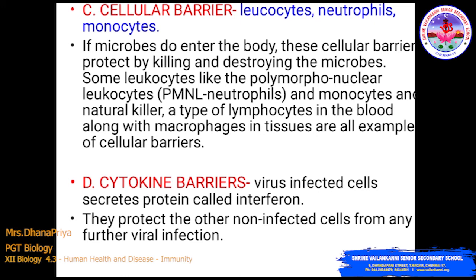Some leukocytes like the polymorphonuclear leukocytes, that is PMNL, and monocytes, natural killer cells, a type of lymphocytes in the blood, along with macrophages in tissues, are examples of cellular barrier. Cytokine barrier: when a virus infects a cell, it secretes a protein called interferon. This protects the other non-infected cells from further viral infection. So these are the 4 types of barrier we see under innate immunity.